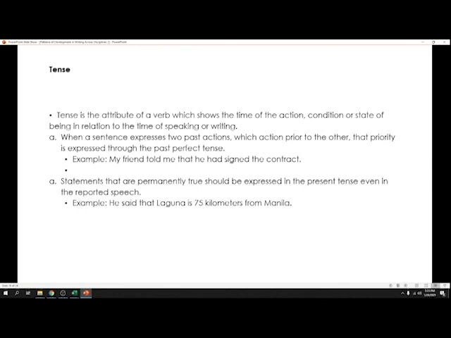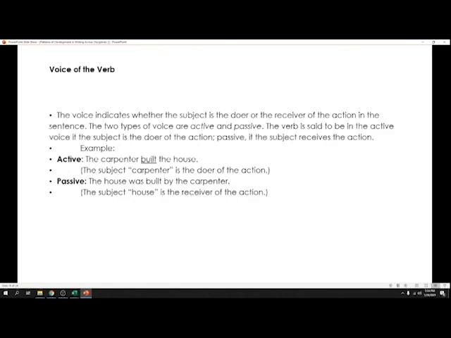So, we also have statements that are permanently true, which should be expressed in present tense. So kapag totoo ang mga statement, it means na present tense lang sa kanya palagi. So, he said that Laguna is 75 kilometers from Manila.